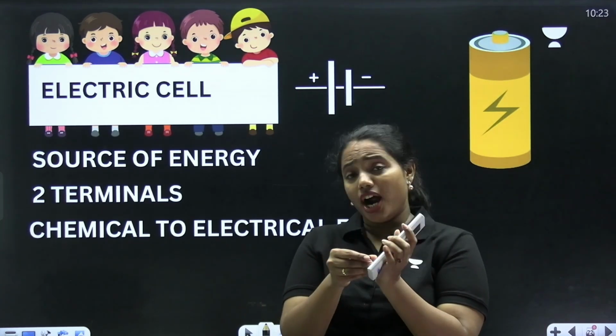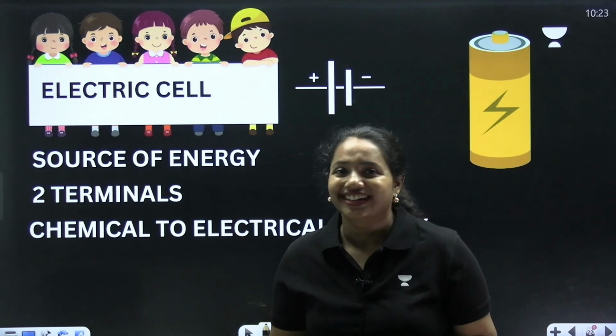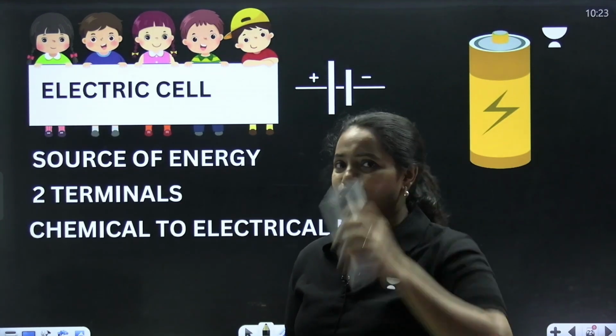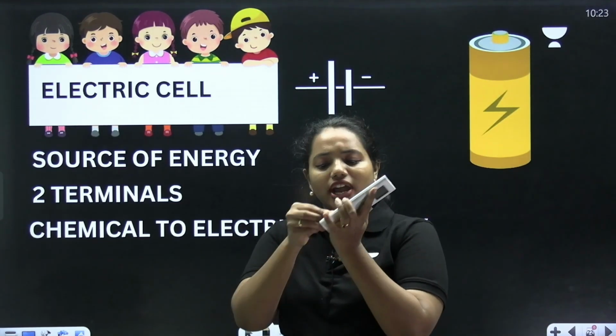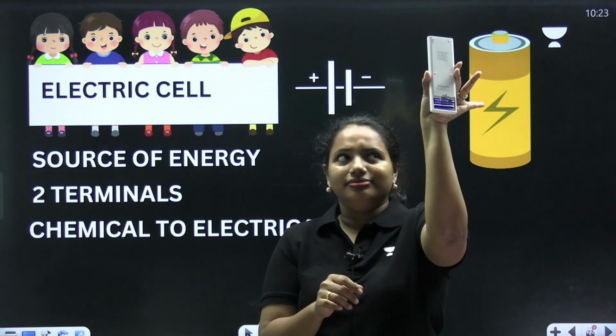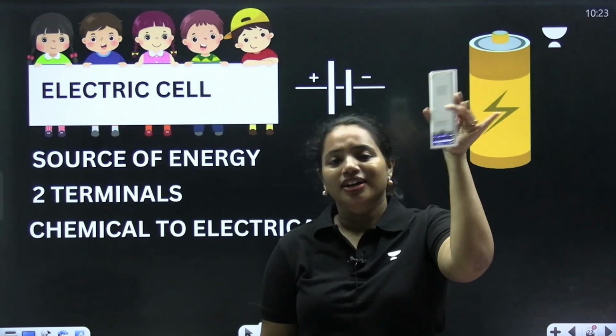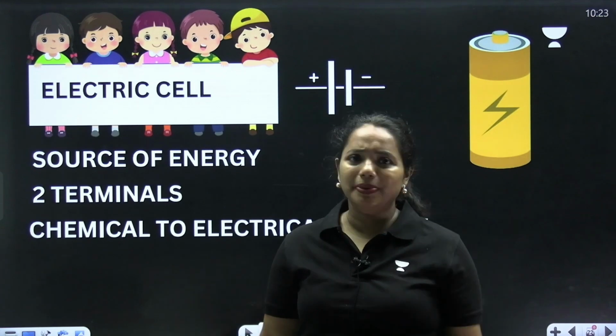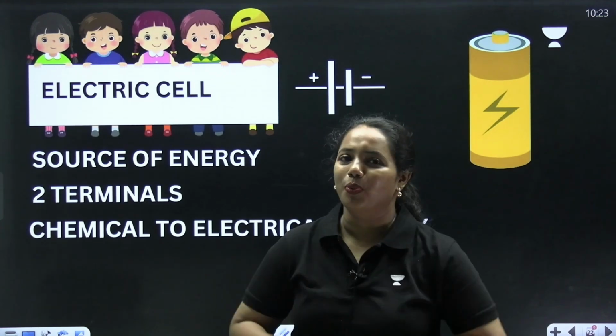Because I have cut the electrical supply here. That is the reason the remote is not working right now. But if I try to put the battery in again, then what happens? The supply has been replaced, the supply has been given, and therefore this remote starts to work again.